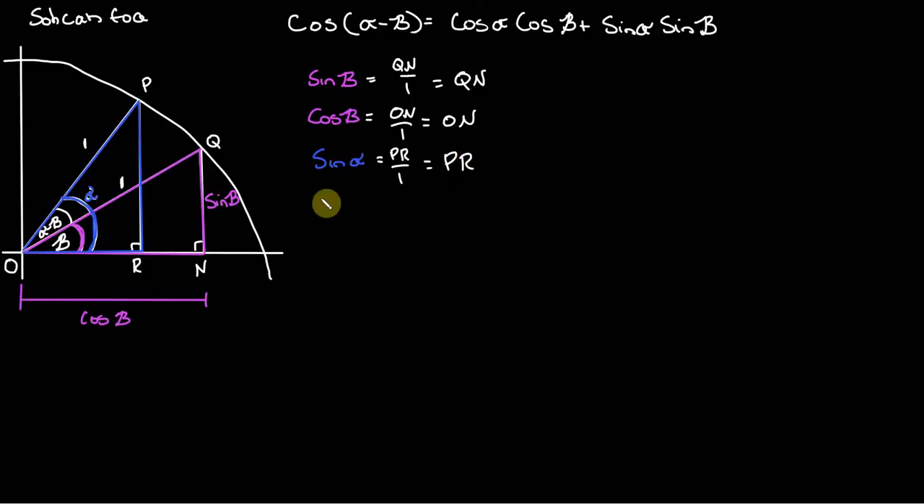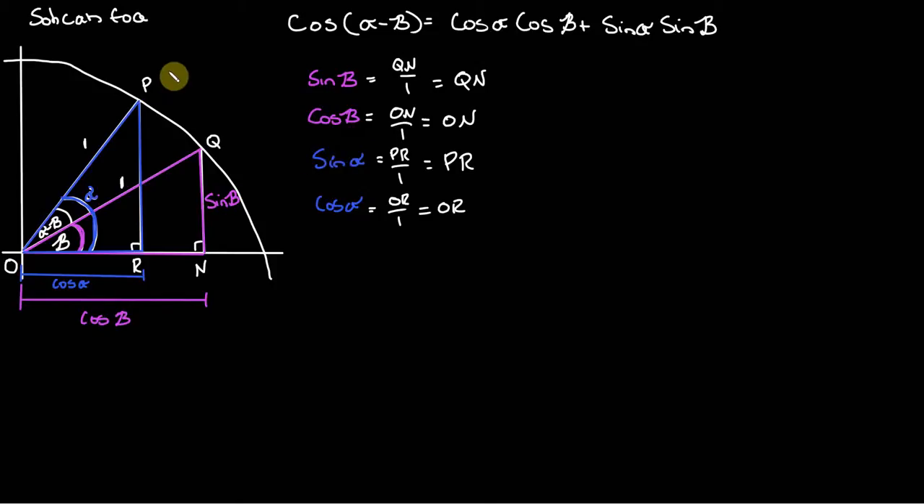And now what about cos alpha? Well, it's probably quite easy to predict that this is just going to be OR over 1, which is just OR. And we can highlight that point as well, if it's at all necessary. We can write this is cos alpha. And of course PR is sine alpha.